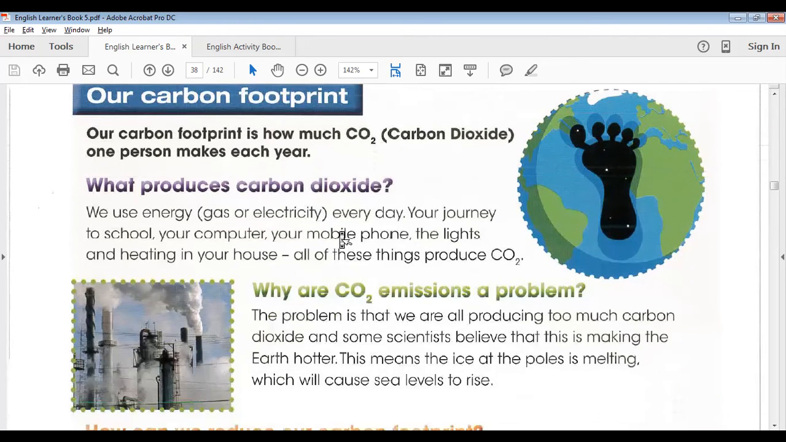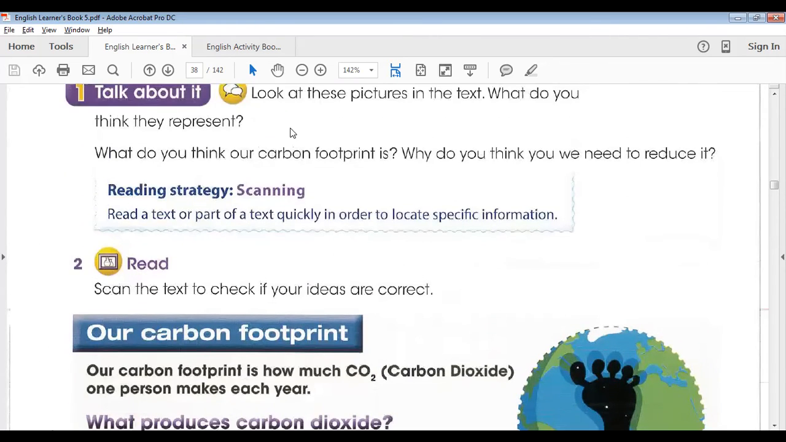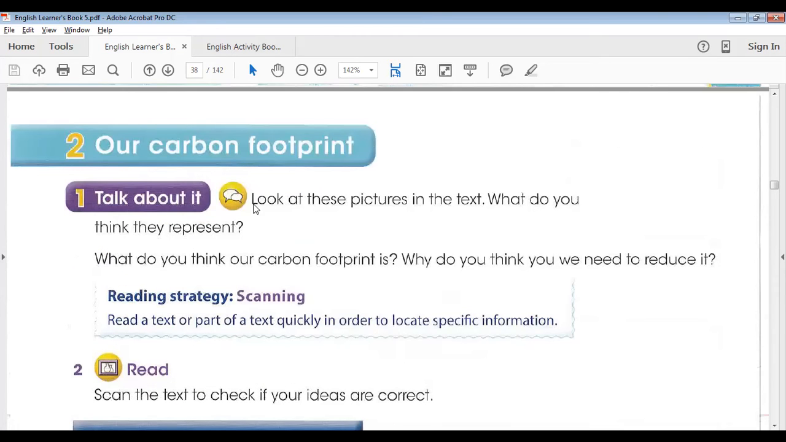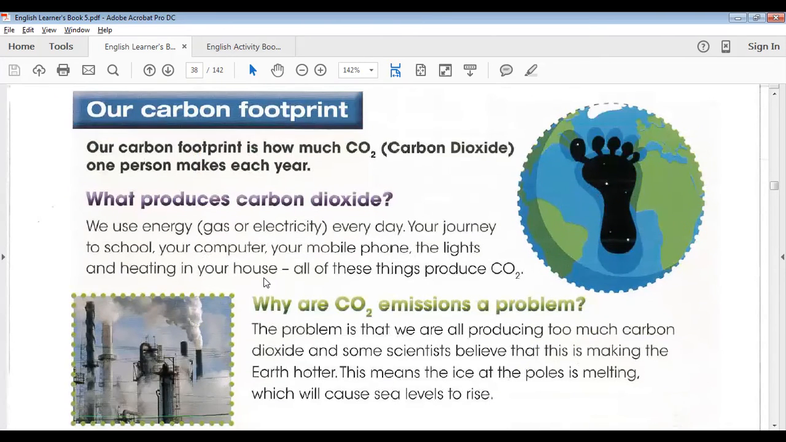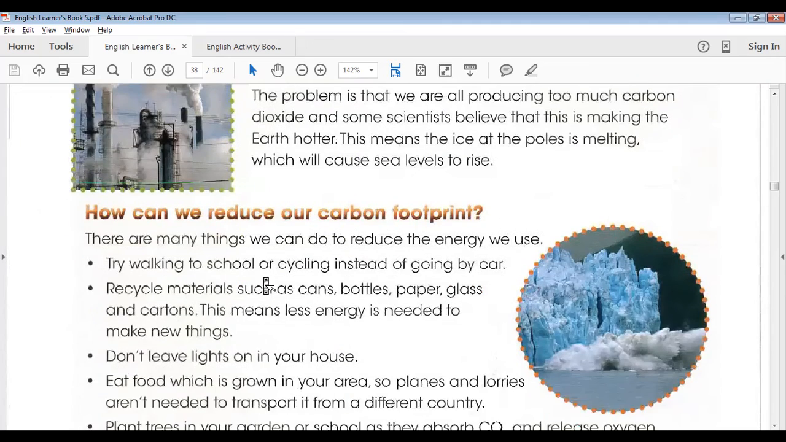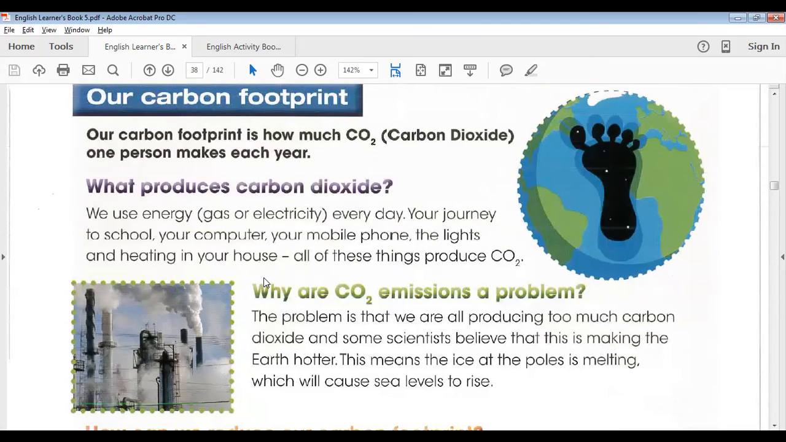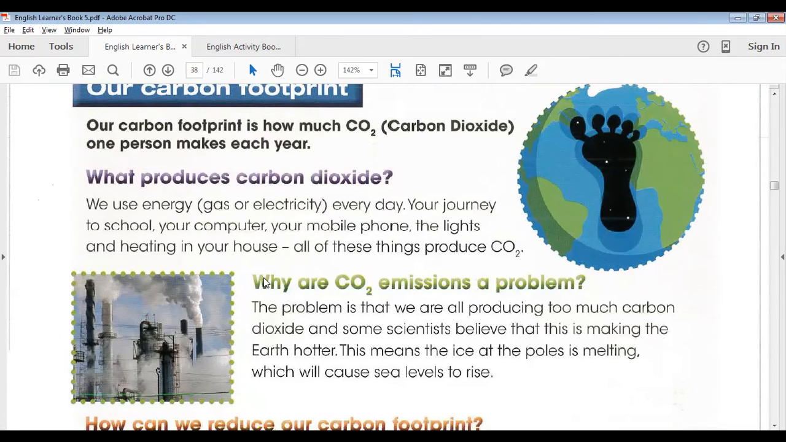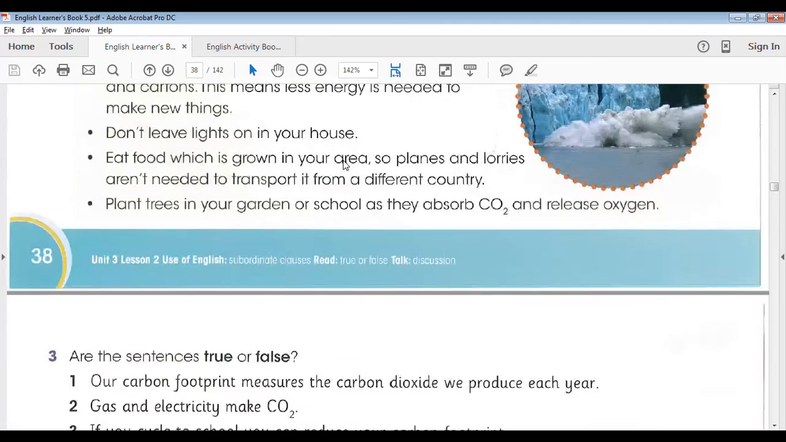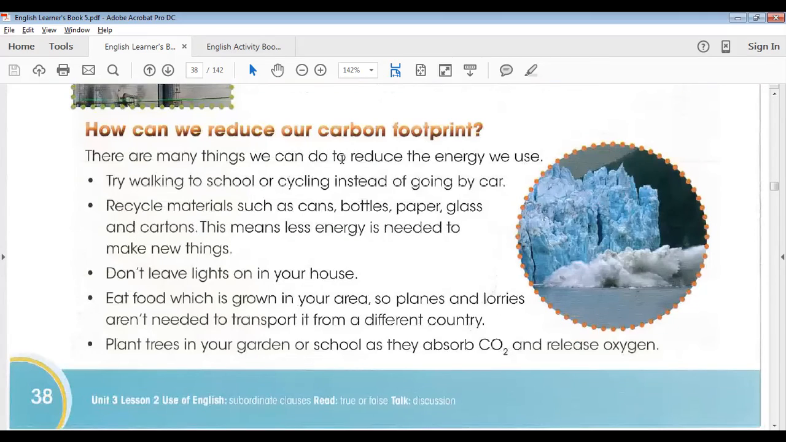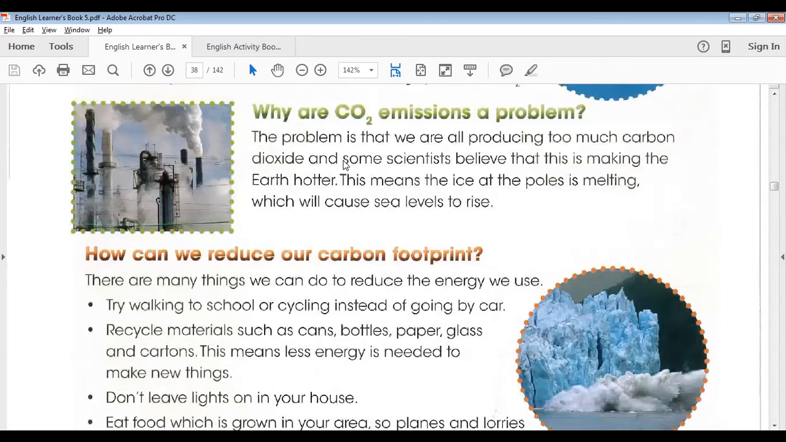Then we discussed activity 2, which is to read the text and discuss, and we checked our ideas from the discussion we made on the opening questions. Students read the lesson, and then they discussed the reason why we should control it, what the emissions are, and what basically a carbon footprint is. A carbon footprint is how much carbon dioxide one person makes each year. Then we discussed how we can reduce our carbon footprint, and what the causes of carbon footprint increase are.